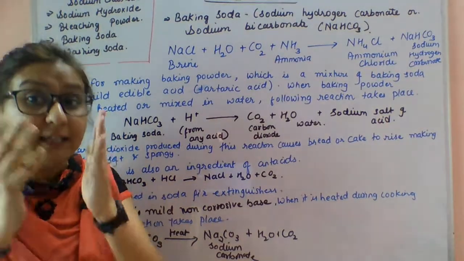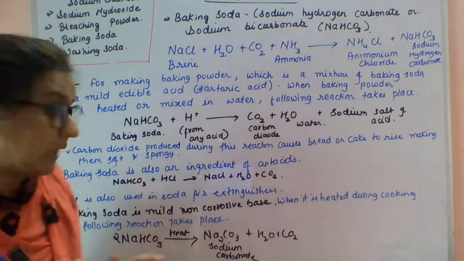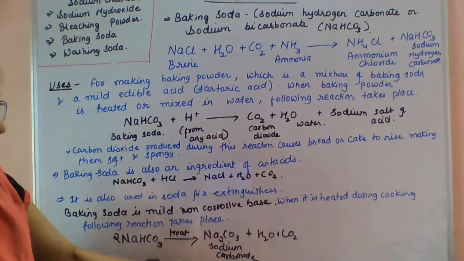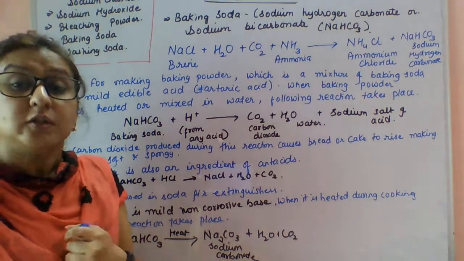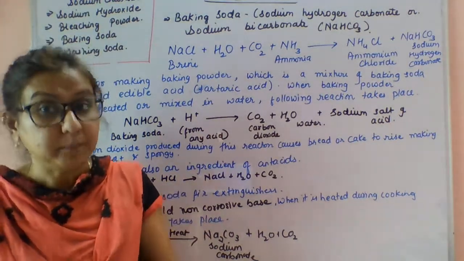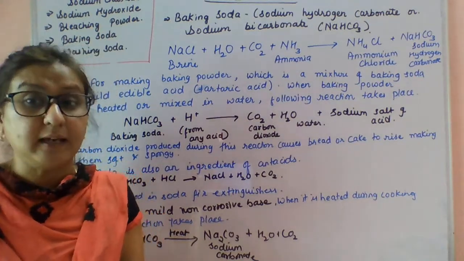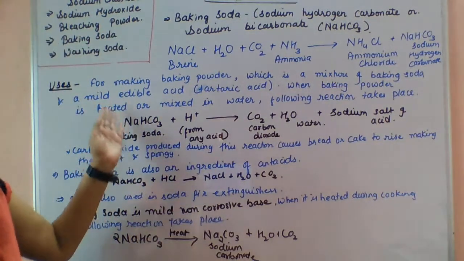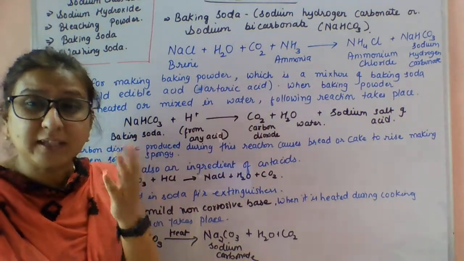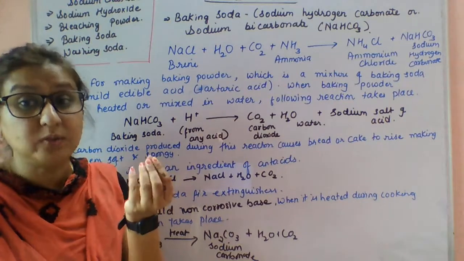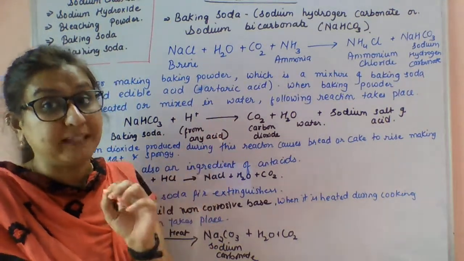When we heat this baking soda while cooking, it yields sodium carbonate, water and carbon dioxide. Now we will see the uses of baking soda. First, baking soda is used in the preparation of baking powder. You see baking powder used in cakes, no? So how can we prepare this baking powder?